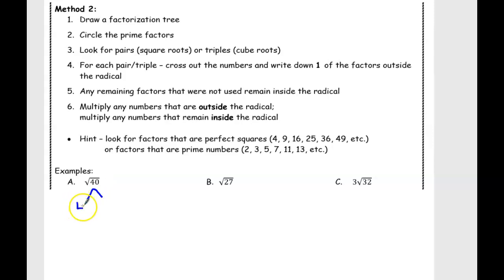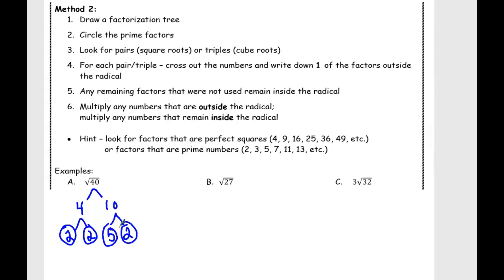I'll start with 4 times 10. So 4 is not prime. Prime, remember, is a number that only has 2 factors, one and itself. So I'm going to continue to factor 4 with 2 times 2. When I get to 2 times 2, I know I can't go any further because they're both prime. And then 10, I can say 5 times 2. So what I like to do is circle all the prime factors.